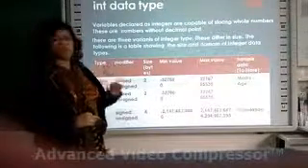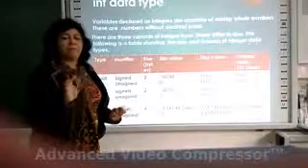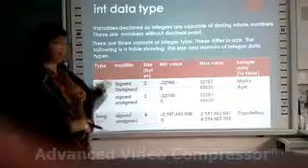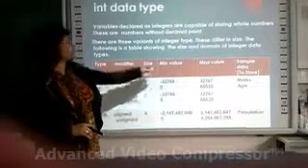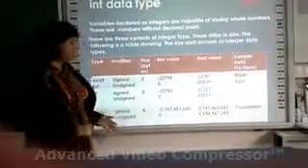The int data type or the integer data type. It is used to store whole numbers or numbers without decimals. For example, the age of a person, the marks of a student, all this can be input in an integer data type. Now you can see type, modifier, size, minimum value, maximum value. What does this all mean?